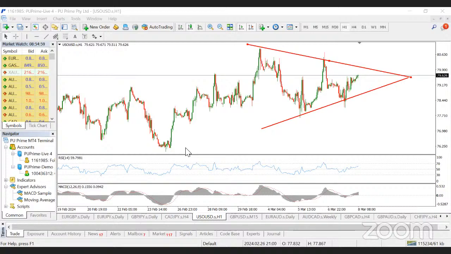Sir, which currency pair is it? Which currency pair is this one? It's not a currency. It's a commodity. It's US oil, crude oil. And Mr. Victor, sir, is the one that asked. Yeah.